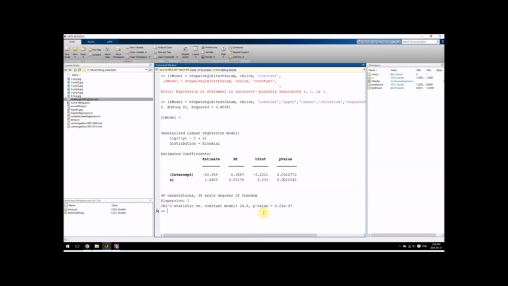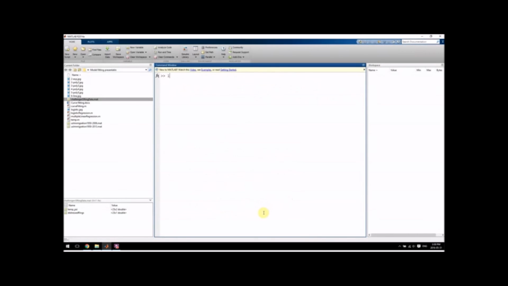So, and like I said, you can do stepwise linear regression as well. Okay, so why don't you give this a try? Load the Fisher Iris dataset.